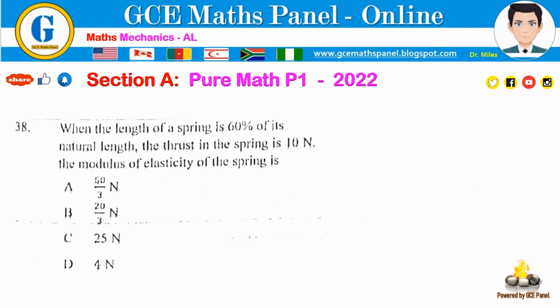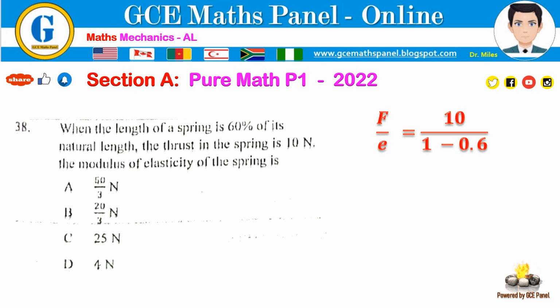Question 38. When the length of a spring is 60% of its natural length, the thrust on the spring is 10 newtons. What is the modulus of elasticity of the spring? So when the length of the spring is 60% of its natural length, okay, then our force on extension here should be equal to 10 all over 1 minus 0.6, right?